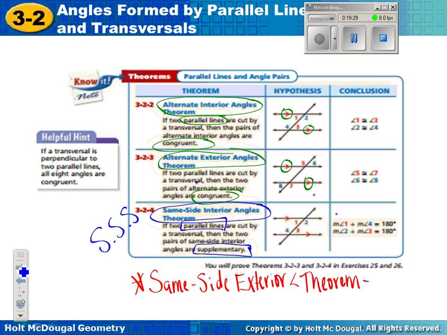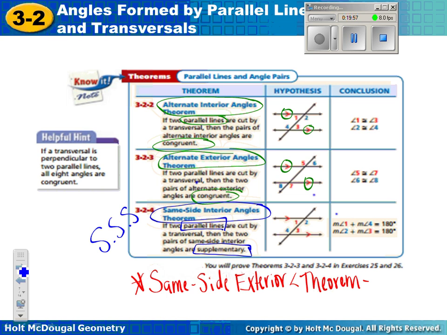If we think about that, so we know that if this is 150, this is 30. We know this is 30 because it's vertical. We know this is 150 because it's a linear pair. So this is 150 because it is vertical. We know this one's going to be 30 because they're same side interior. This is going to be vertical, so it's 30. These are a linear pair, so it's 150.